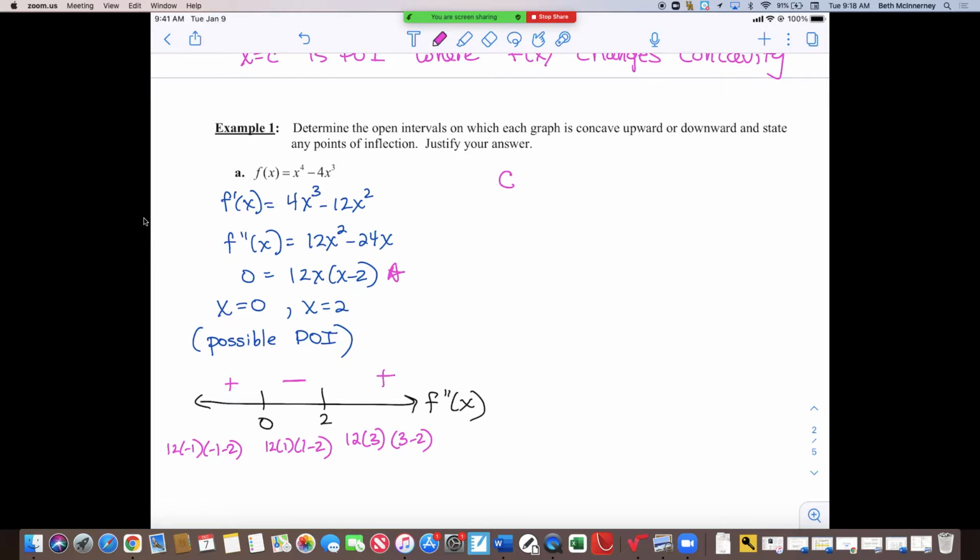So I do a lot of abbreviating, and this would be acceptable. I'm going to say it's concave up from negative infinity to 0, union 2 to infinity. And on concavity, I do use a parenthesis because those locations are points of inflection. That's where it's changing concavity. And I'm going to say, here's your justification, because f double prime of x is greater than 0 on those intervals.